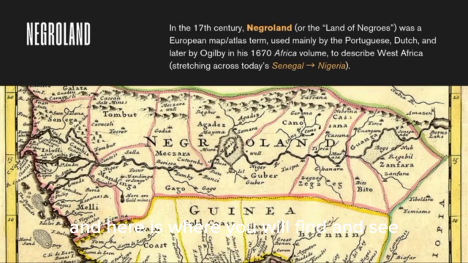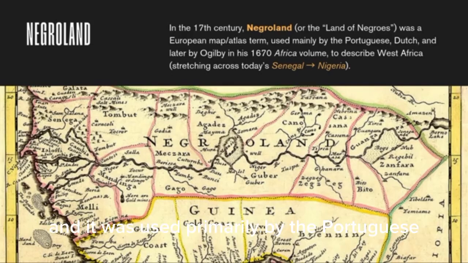And here is where you will find and see where the term Negro came from and why they began to call us Negro. Now, in the 17th century, Negroland, or what they would call the land of Negroes, or sometimes the land of the blacks, was a European term that they used, and they put this on maps and atlases.